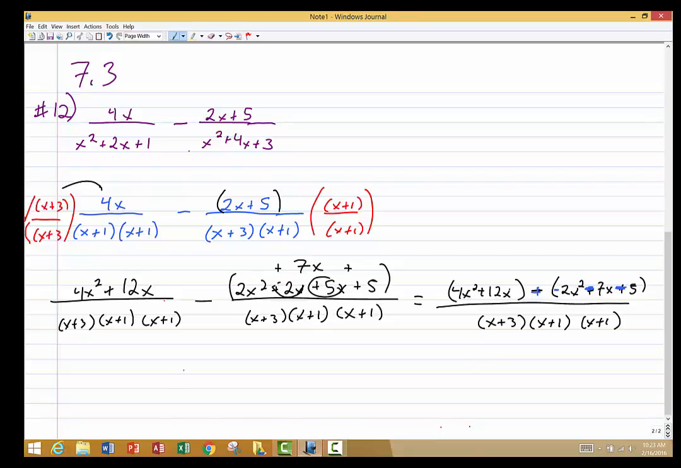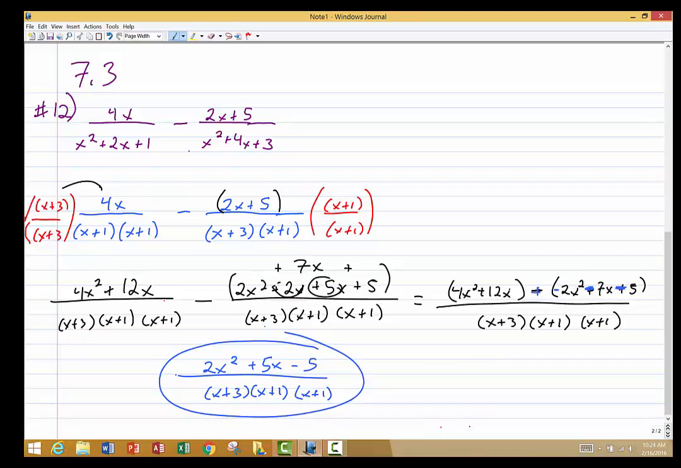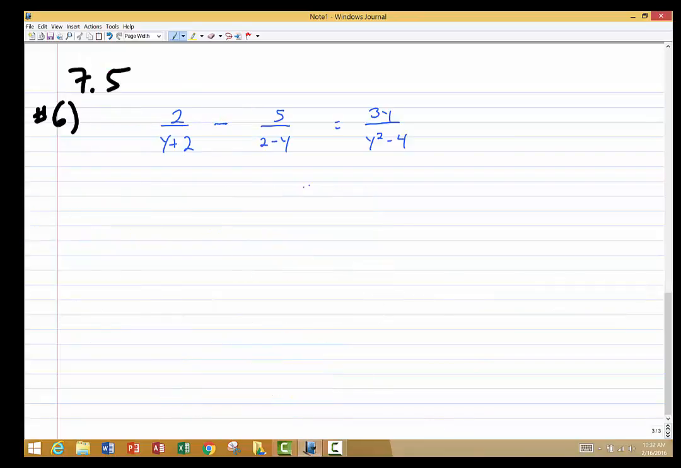plus a negative 2x squared gives me 2x squared. 12x plus a negative 7x gives me a positive 5x. And then I'm left with a negative 5 at the back end right here. Negative 5 all over a common denominator of x plus 3, x plus 1 times x plus 1. Or you can write that as x plus 1 quantity squared. That's fine. And that will be your final answer for number 12 on 7.3.